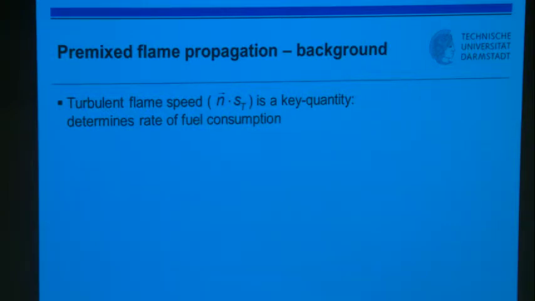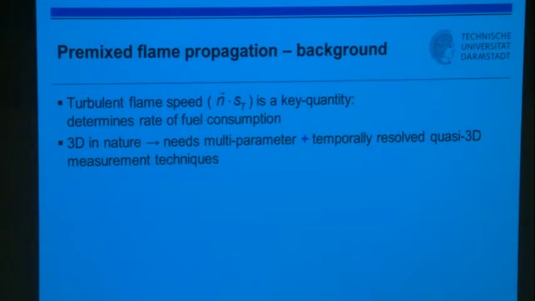The turbulent flame speed, given by ST in the direction normal to the instantaneous flame front, is a key parameter. It is important to understand the rate of fuel consumption. Of course, it's 3D, and you have no chance to achieve that with a 2D technique. So what you need is a multi-parameter technique, as you will see in a second, which is temporally resolved and volumetric, or quasi-volumetric.